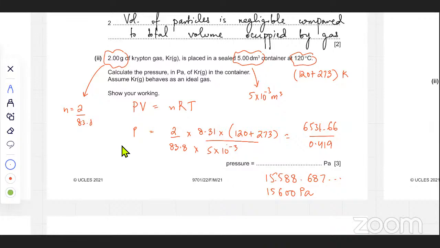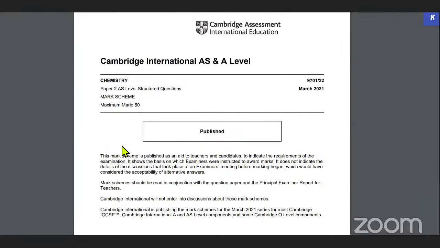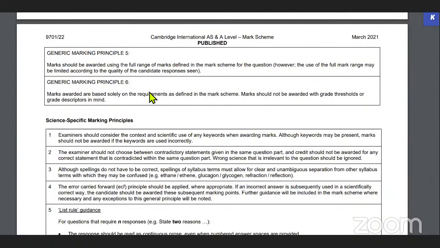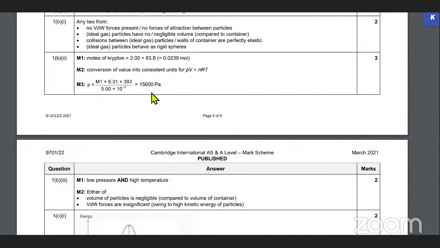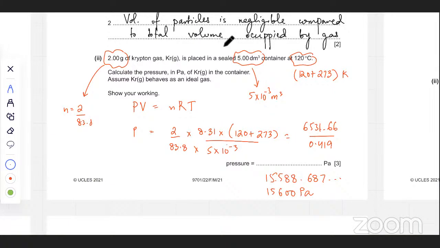So this, I think, is the marking scheme. We're getting exactly 15,600 pascals. Now you have to be very careful with the rounding that you're supposed to do. Make sure you follow it, because you're going to lose marks during that. Make sure that your answer doesn't exceed the accuracy that's given in the values that you're using. Your answer cannot be more accurate than the values that you're using. If it's 3 significant figures, the answer should not exceed it. I mean, don't write this. You're going to lose marks for this.